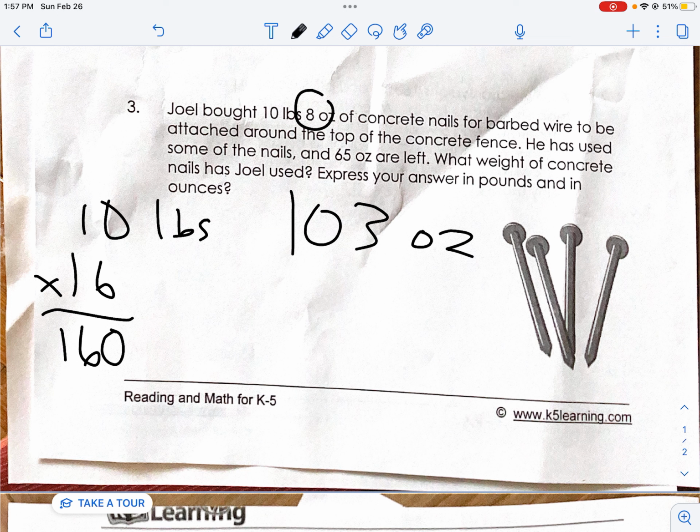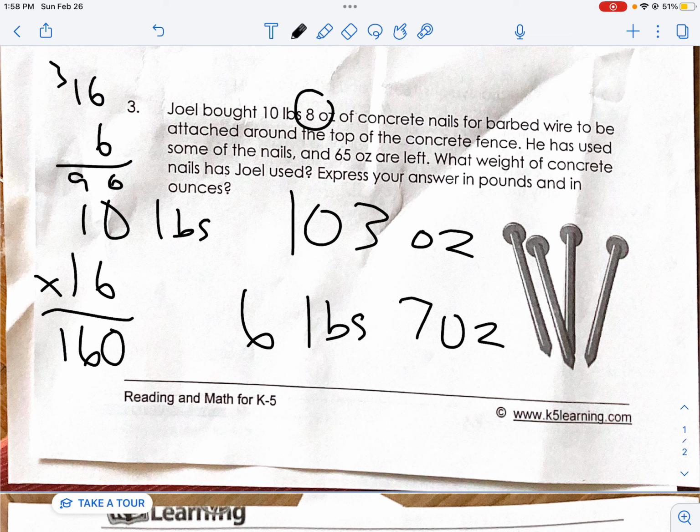So if you count by 16s until it's too big, you have 16 times, let's just go with 8. So 16 times 8. 6 times 8 is 48. Carry my 4. It's 128. Oh, too big. So let's pick another number. Let's pick 6. 6 times 6 is 36. Carry your 3. It's 96. Oh, that's pretty close. So I have 6 pounds, and then how many would be left over? Well, I'm at 96, and I need to get to 103. So I'm at 7 ounces. And a way to check is that 7 is less than 16. So you have 6 pounds, 7 ounces.